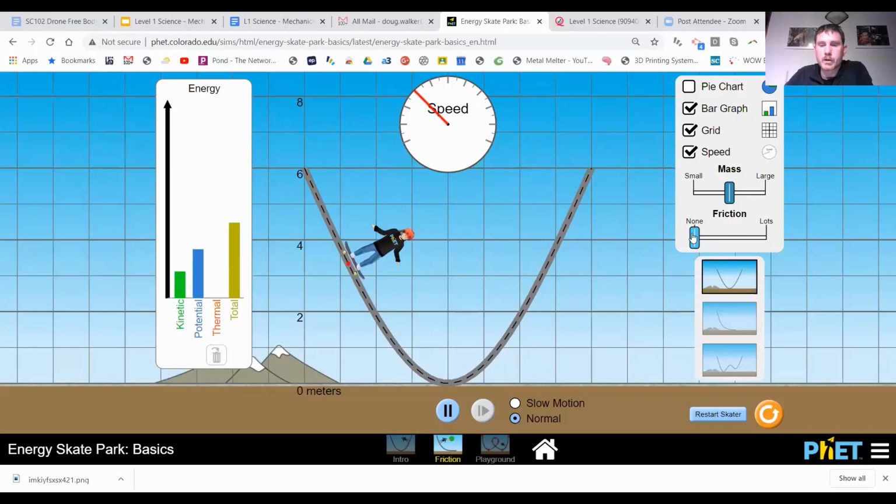If we put a little bit of friction in there, then we can see that over time we're losing some energy to heat, thermal energy, and so the person's height is gradually decreasing and their speed is gradually decreasing, and eventually all of the energy will have been lost as thermal energy, and they will have no kinetic energy left at the bottom, so they'll be stationary. Okay.